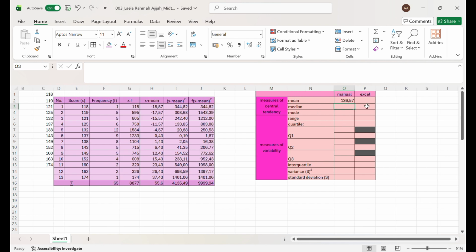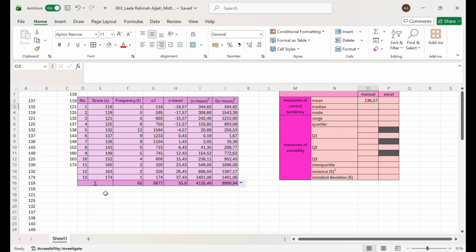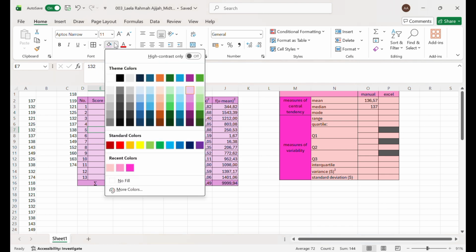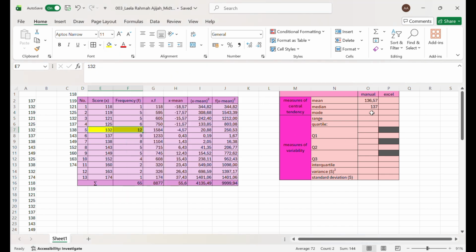Next, we find the median manually. Since there are 65 data points, we divide by 2 and get 32.5. It means the median is at the 32nd and 33rd data. Here we got 137, so we add the data by itself and divide by 2 like this. And for the mode, since the mode is the most frequently appearing data, here we can see that 132 is the mode.